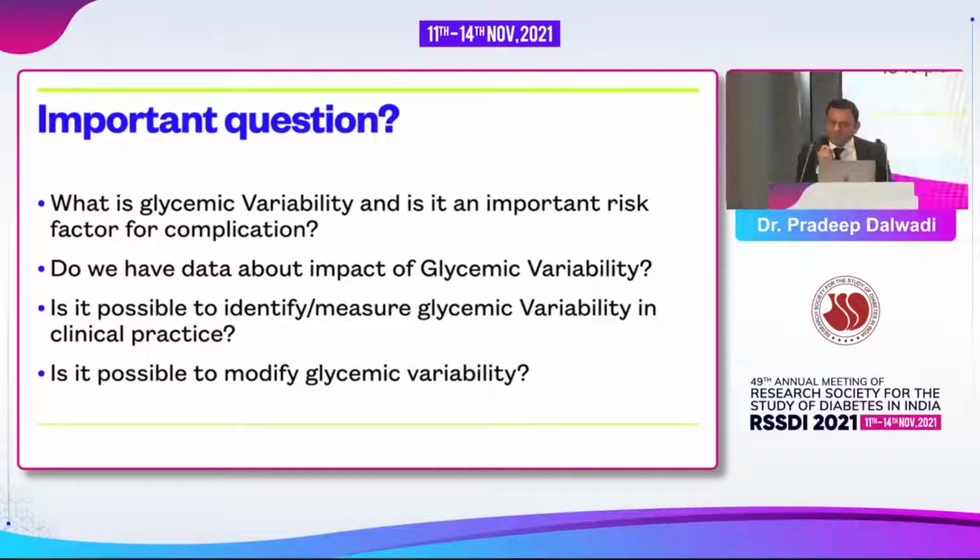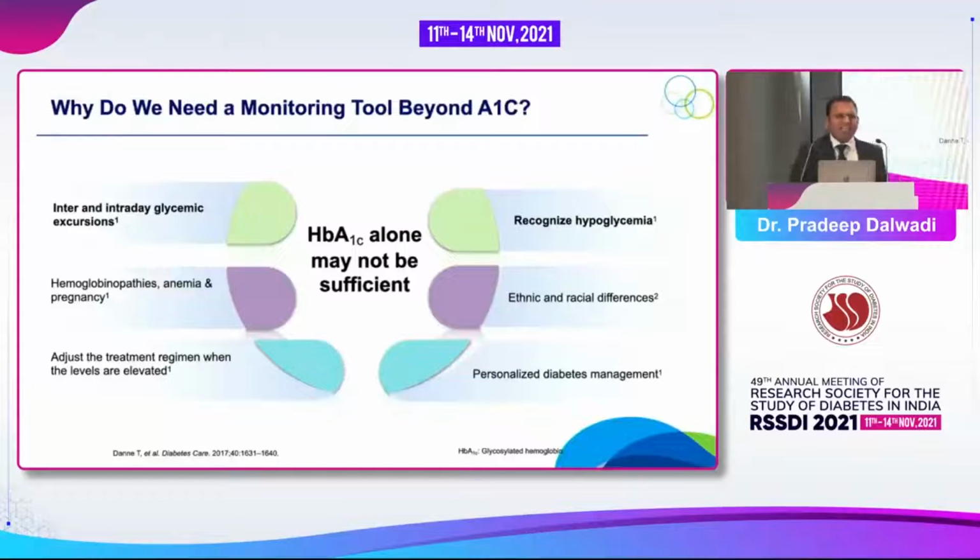The answer to these questions is yes. That means we need a parameter called glycemic variability in our practice. So let me give you the answers to these questions one by one. Why do we need more metrics, more parameters?